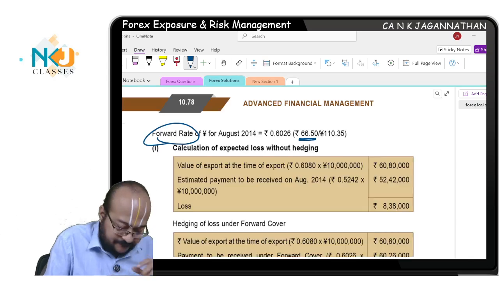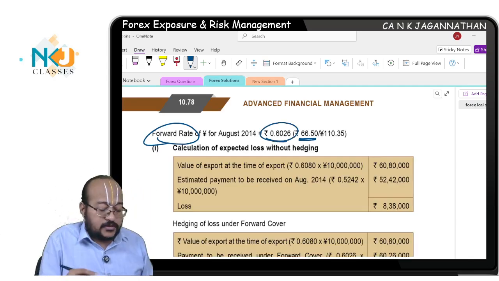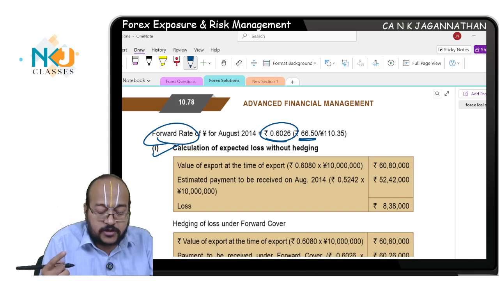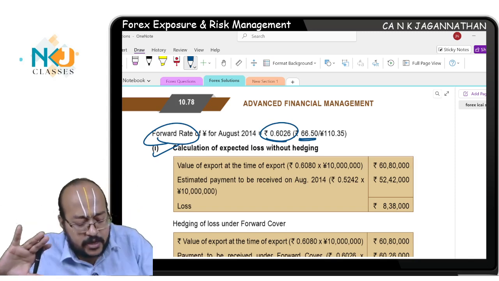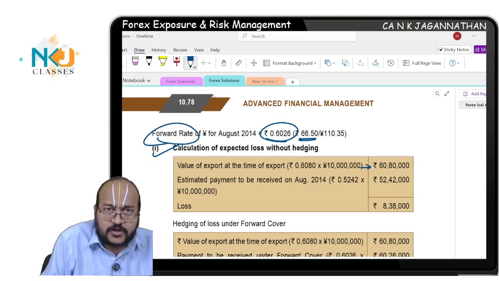Okay, you will get the forward rates. Cross rate for the forward rate. See, now calculation of expected loss without hedging. First option, what is the question? Without hedging, what would be my expected loss? Value of export at the time of export.